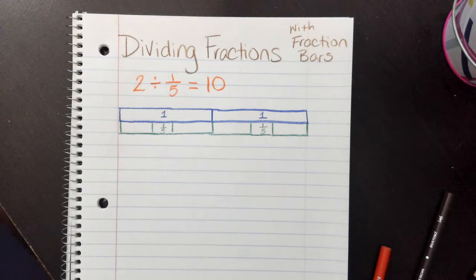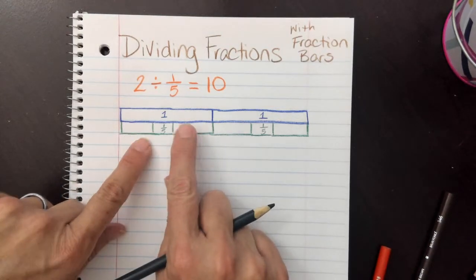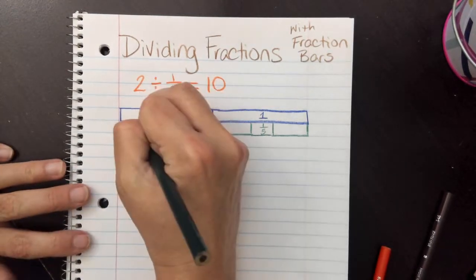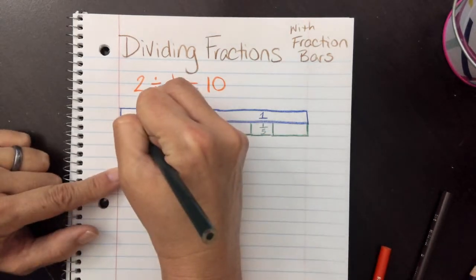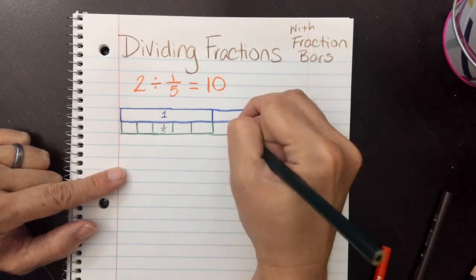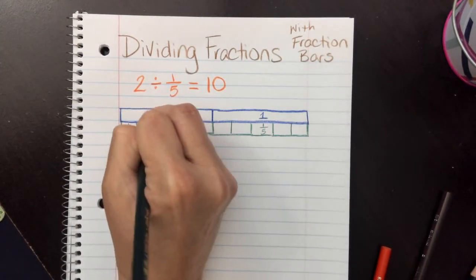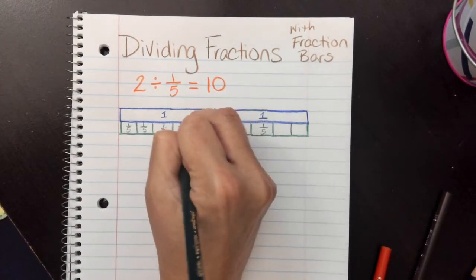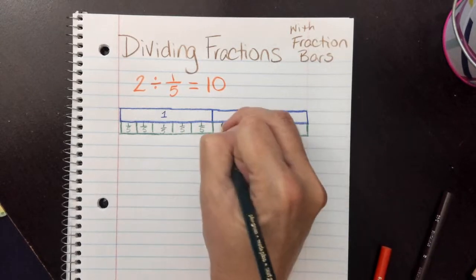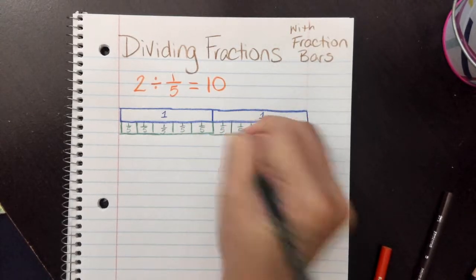All right. So at this point, you have 2 empty spaces, okay, underneath each whole. If you put a line in each of your empty spaces, you wind up with 5 spaces underneath each whole. Okay. And I'm going to go ahead and label all of those 1/5.